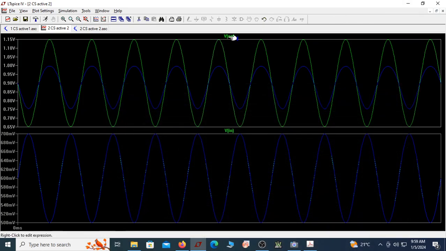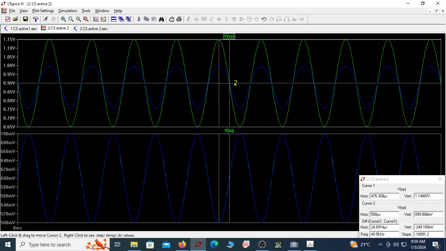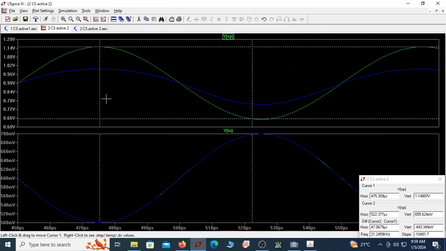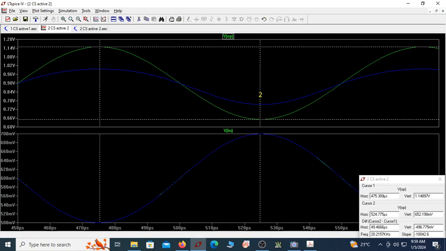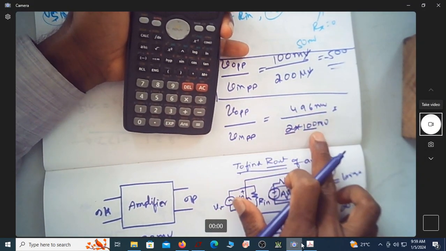If I see output peak to peak, see now this is one peak, this is the other peak. Let me just zoom this. So this is at the top. Let me just keep it at minimum. Can you see now it is 496 millivolt. So this is what is the value. So this is 496, this is 200.